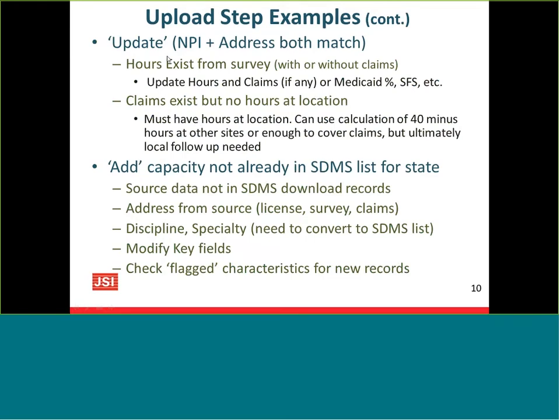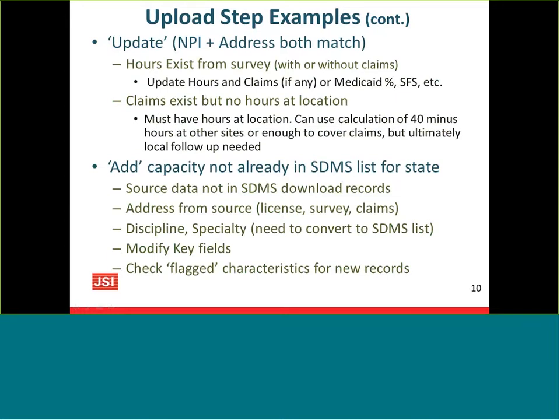Next step is the standard validation update. So the MPI and the address both match. So now you've got the location correct and the right provider. You update essentially all the key claims. I look at it in two different groups. If there's hours from the survey, because the system wants hours, regardless of whether there is or isn't claims, we can work with that, and then you can link to your Medicaid data or your survey data and pull in the other attributes.